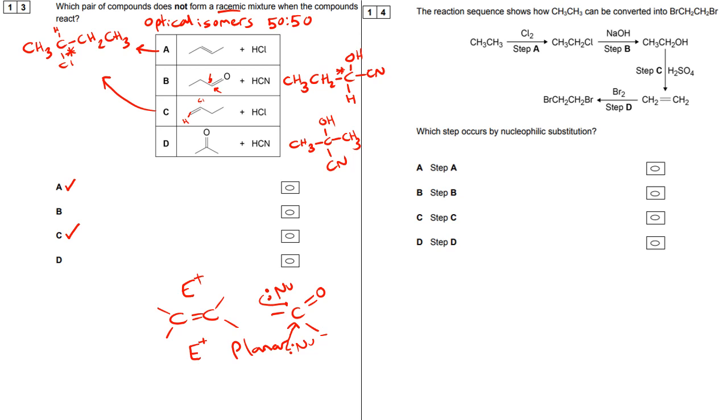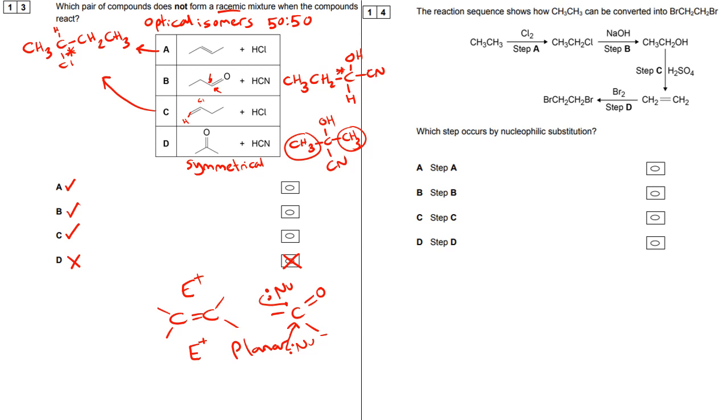D is a symmetrical ketone. It's got 2 CH3 groups on there, so you could possibly work it out without having to work out all the products, but you can see clearly there's no chiral carbon because there are 2 of the same group on this carbon here. If there's no chiral carbon, there's no optical isomers, it can't be a racemic mixture. So D would not form a racemic mixture, meaning D is correct.